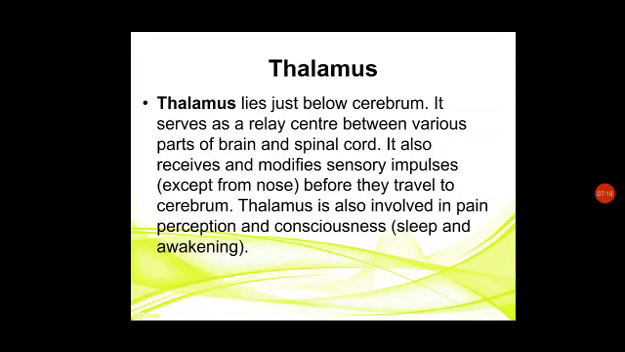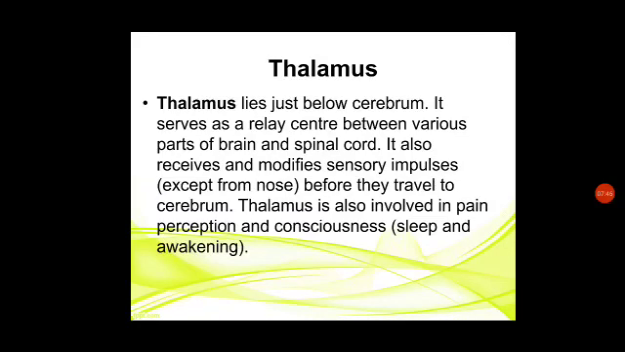Thalamus. What is the thalamus? The thalamus is part of the forebrain and it lies just below the cerebrum. It serves as the relay center between the various parts of the brain and the spinal cord. It also receives and modifies the sensory impulses, except from the nose, before they travel to the cerebrum. The thalamus is also involved in pain perception, consciousness, sleep and awakening.